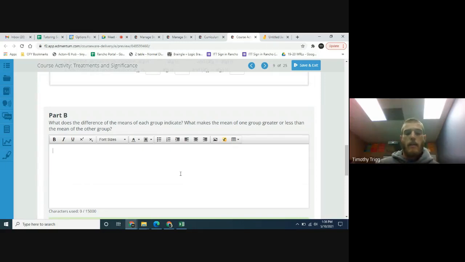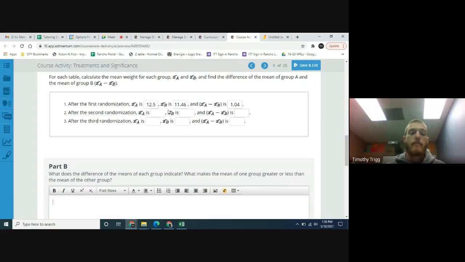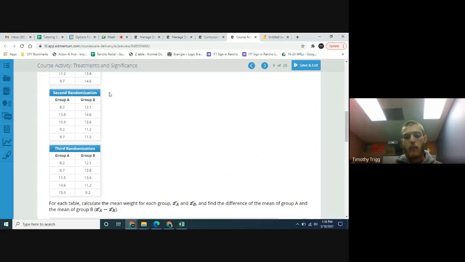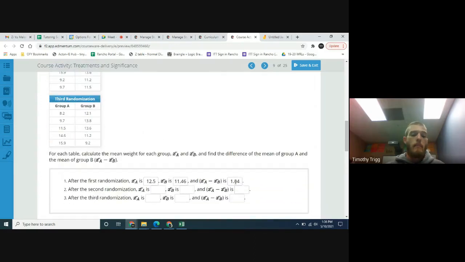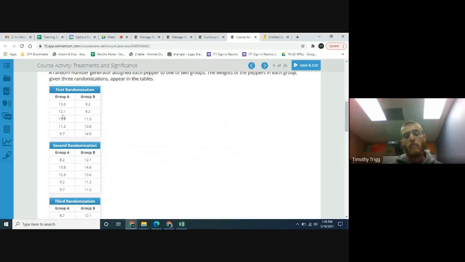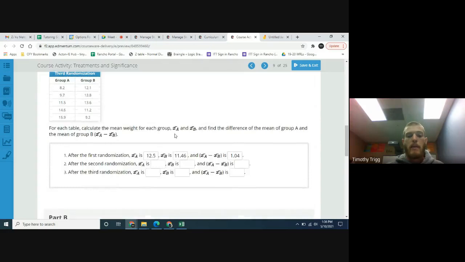So the difference in means of each group, basically, the higher the difference in means, that means the average of this group is bigger than the average of that group by this much. So if you were to take a random one from group A and a random one from group B, they will be different from each other on average by 1.04.